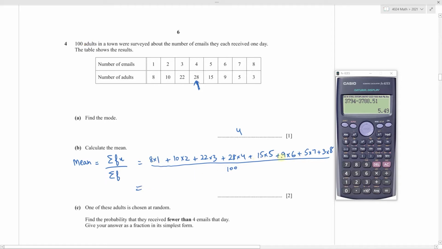So let's calculate the numerator here. 8 plus 20 plus 22 times 3 plus 28 times 4, 15 times 5, 9 times 6, plus 7 times 5 is 35, plus 8 times 3 is 24. So this is 394 divided by 100. So your mean value is 3.94.